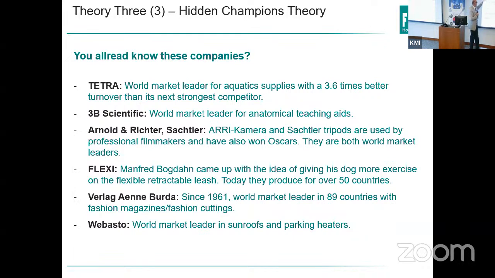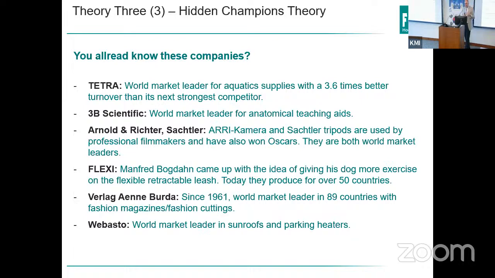But when you see Tetra is the world market leader for aquaristic supplies, it is the strongest one in the world, but you have never heard of it. Or we have 3B Scientific, anywhere where we have some lessons about medicine, all the anatomical teaching aids, they are from this company, 3B Scientific.